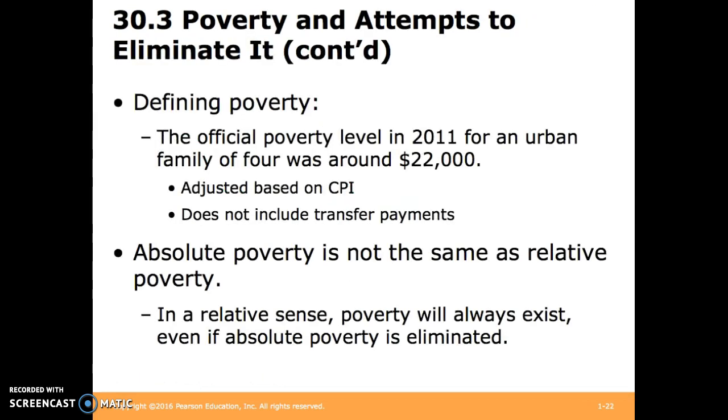The official poverty level in 2011 for an urban family of 4 was around $22,000. This is adjusted based on CPI and does not include transfer payments. Absolute poverty is not the same as relative poverty. In a relative sense, poverty will always exist, even if absolute poverty is eliminated.